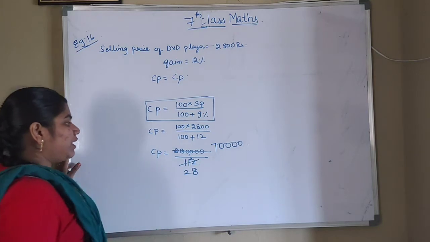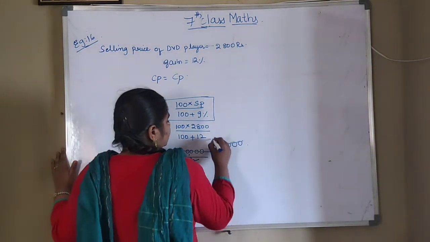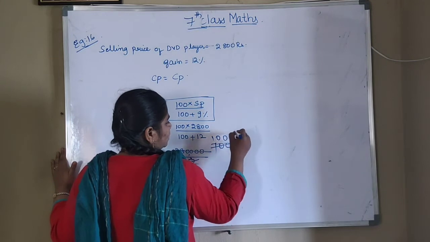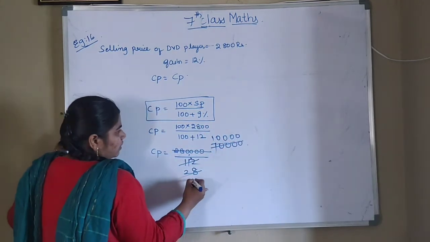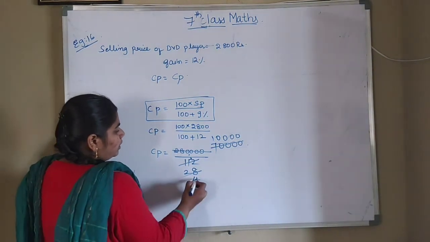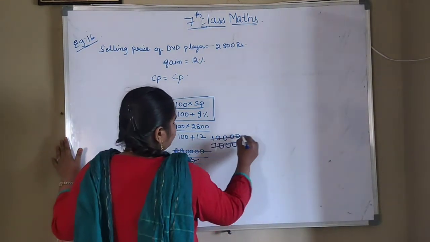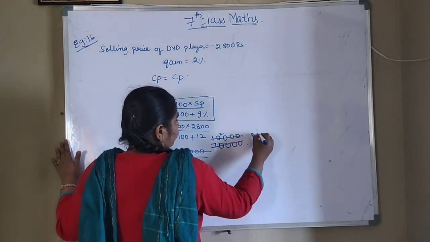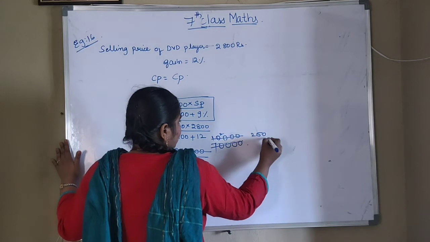So again we can cancel in 7 table now. 7 1s are 7, 7 zeros are 0. Now we can cancel in 4 table. 4 1s are 4, 4 2s are 8, 2 will be remaining. 4 5s are 20. 4 zeros are 0.